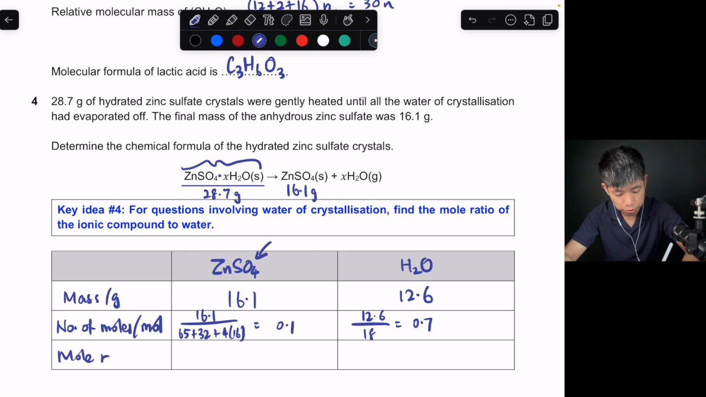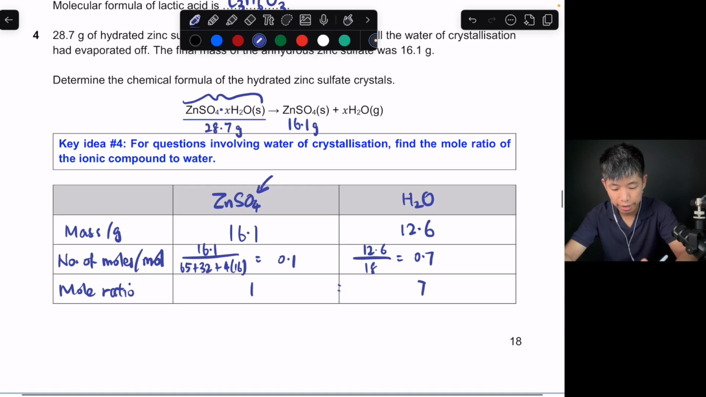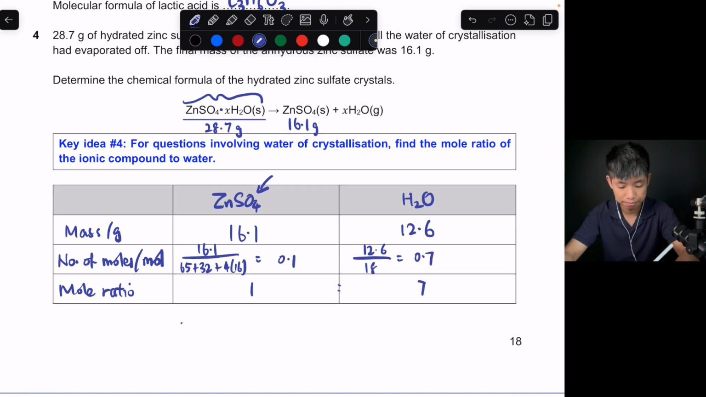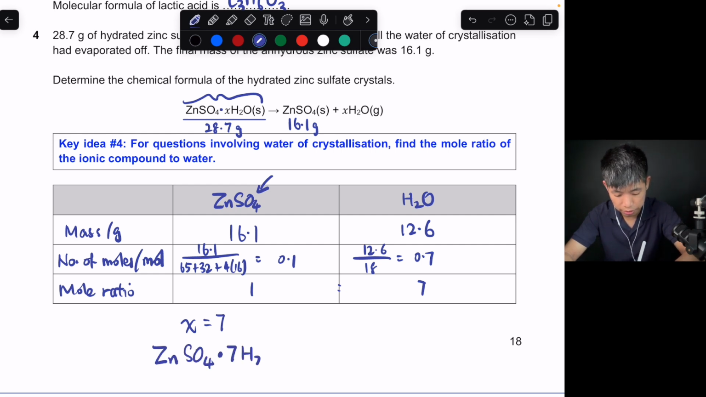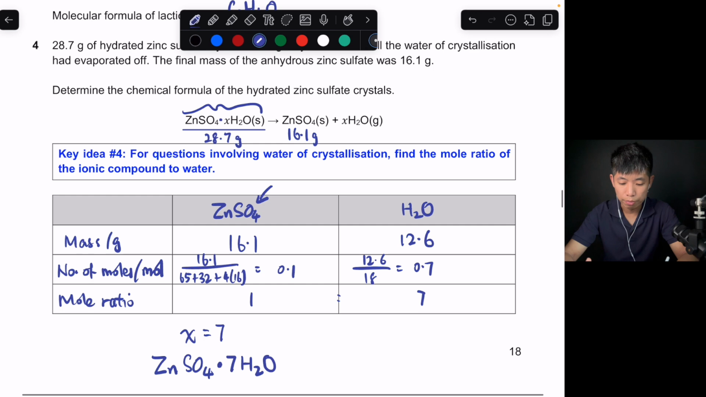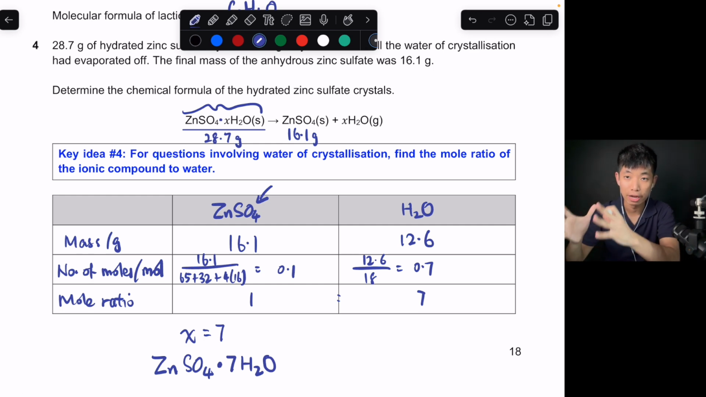So the mole ratio is 1:7, which means the value of x here would be 7. So the chemical formula is actually zinc sulfate dot 7H2O. Okay, so sometimes when we do questions involving water of crystallization, we find the ratio of the ionic compound to water instead of the elements ratio, but the method is the same.